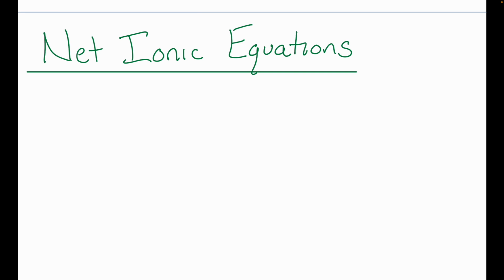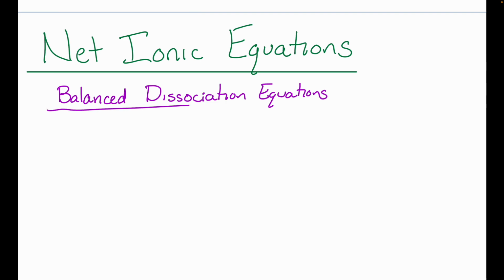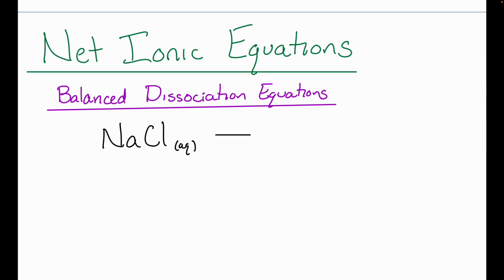All right, and this is similar to something we did before. We wrote these balanced dissociation equations. When we were looking at our ionic compounds, we said, for example, NaCl(aq) is the same thing as having an aqueous sodium ion and an aqueous chloride ion floating around independently of one another, right? That's what it meant to be NaCl(aq). We have these 2 separate ions.